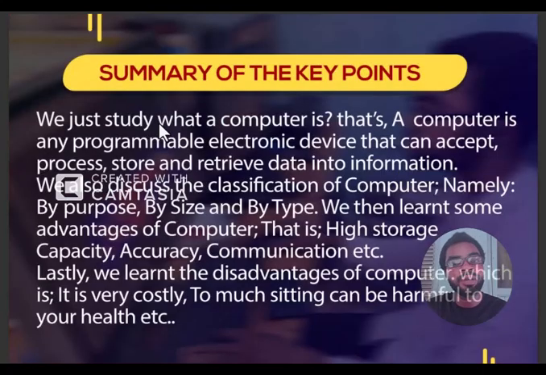So here is the summary. We just studied what a computer is. That is, a computer is any programmable electronic device that can accept, process, store and retrieve data into information. We also discussed the classification of computers, whether by purpose, by size, by type, and others. Then we learned some advantages of computers: high storage capacity, accuracy, communication, etc. Lastly, we learned the disadvantages of computers: it's very costly, and too much sitting can be harmful to your health.